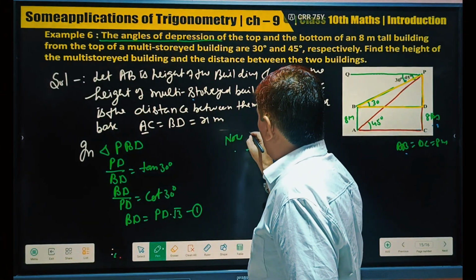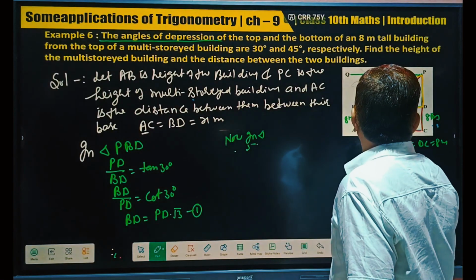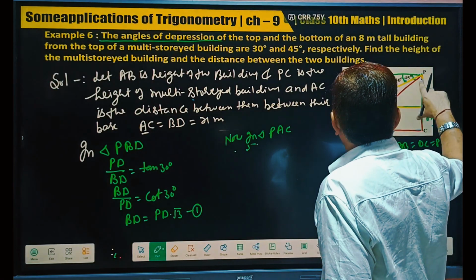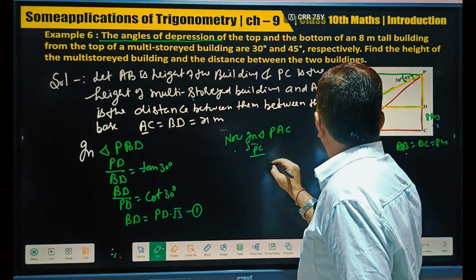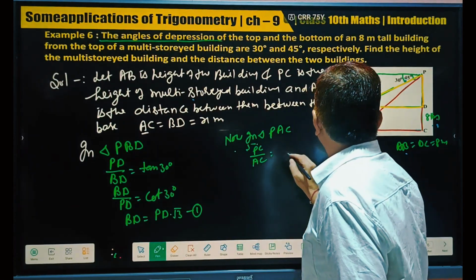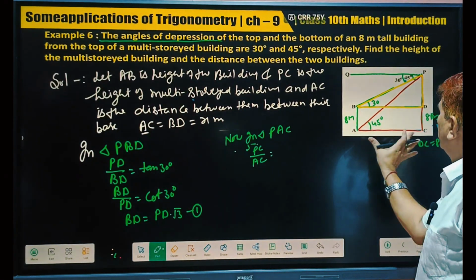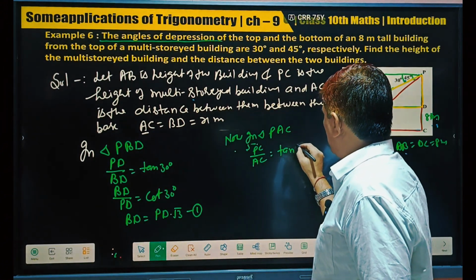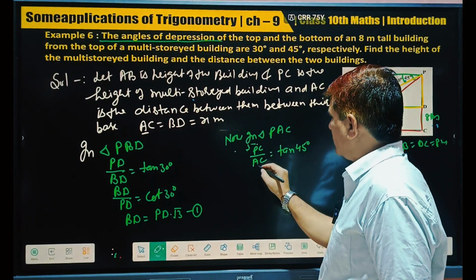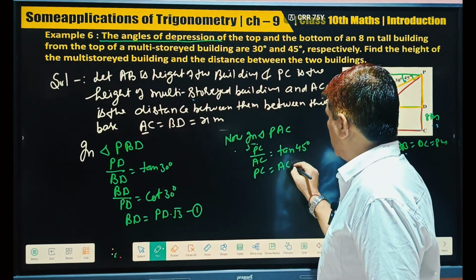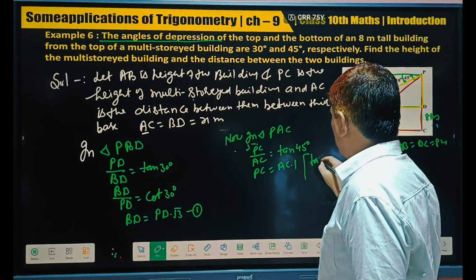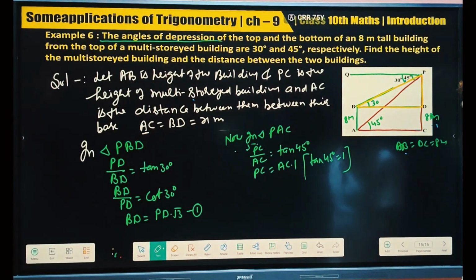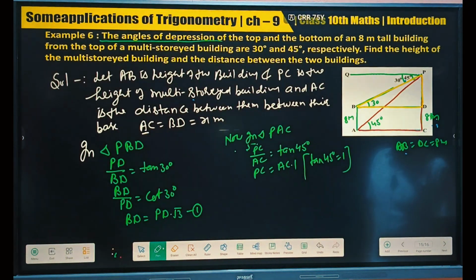Now in triangle, which triangle? PAC. PC by AC, perpendicular by base, is tangent 45 degree. So what's your PC? Equal to AC into 1 by tangent 45 degree, which is equal to 1. So PC is equal to AC.